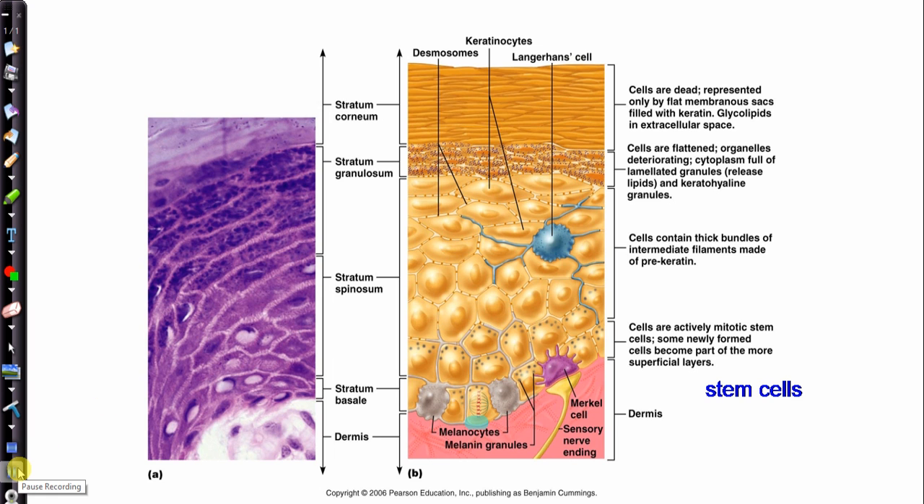As these new keratinocytes are formed, they're going to be pushed superficially. They're going to be pushed up as new cells are replaced behind them. So the more active the stratum basale layer is, the more cells are being produced, and the cells are going to be pushed here from deep to superficial.